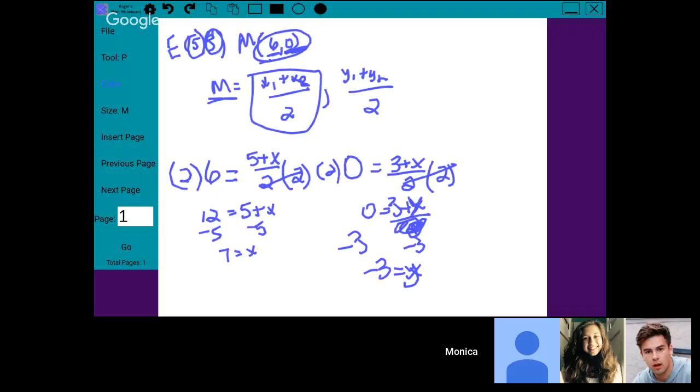So our new point, or our end point, is going to be at 7, negative 3. Does that make sense, Devin?